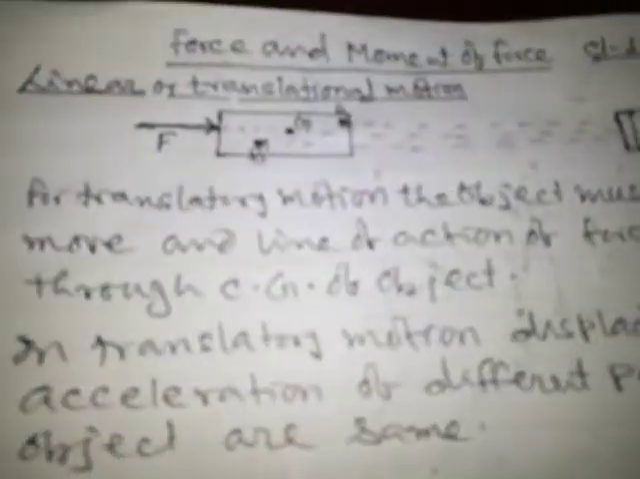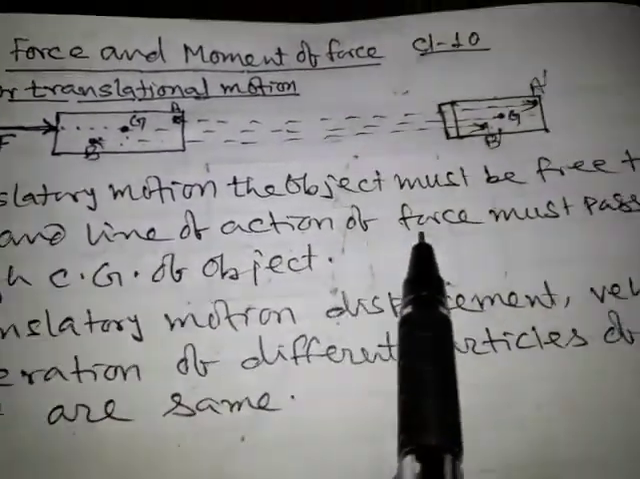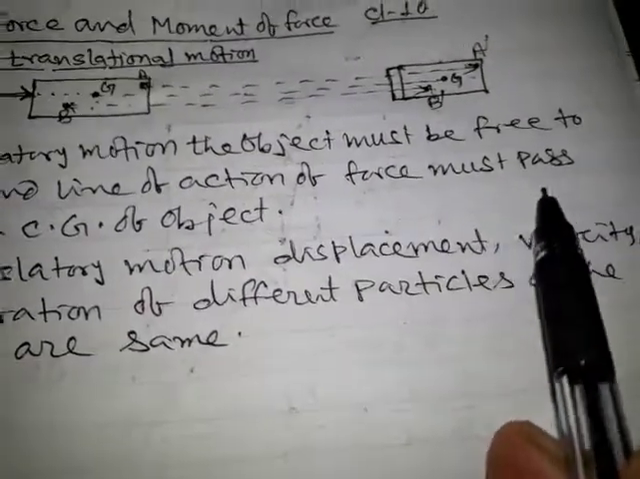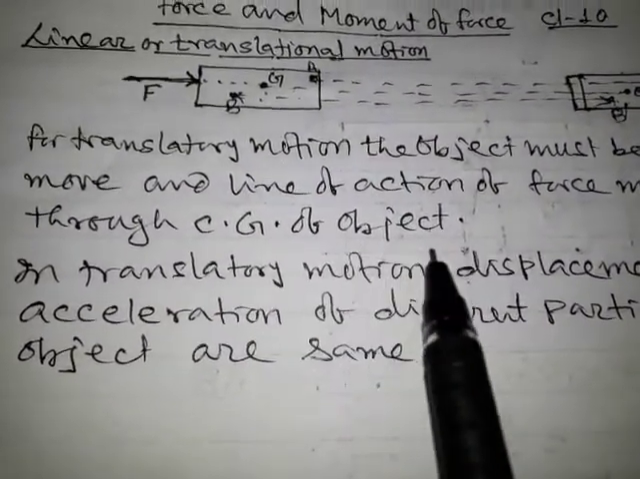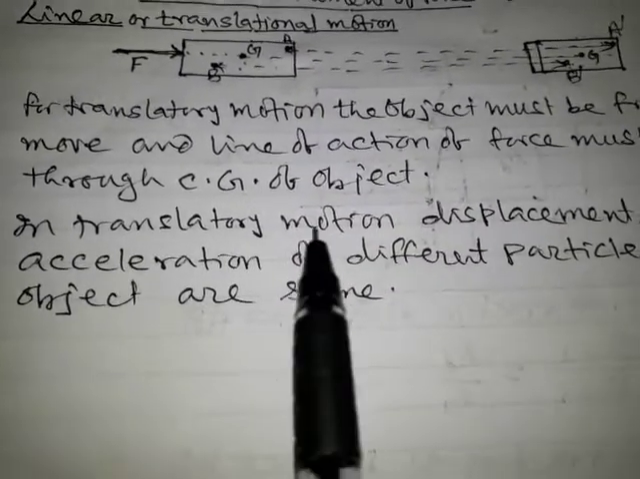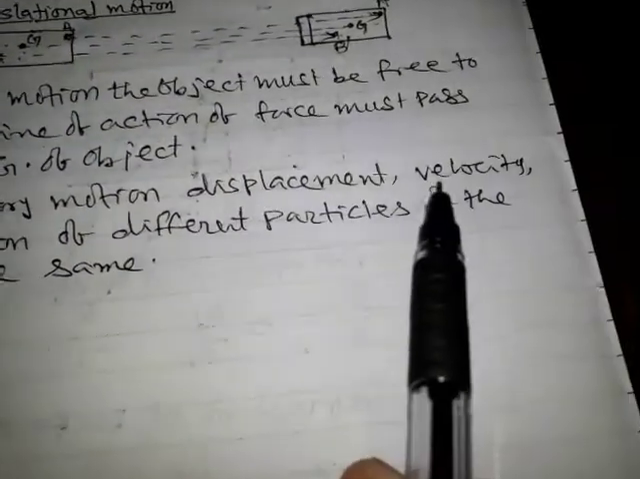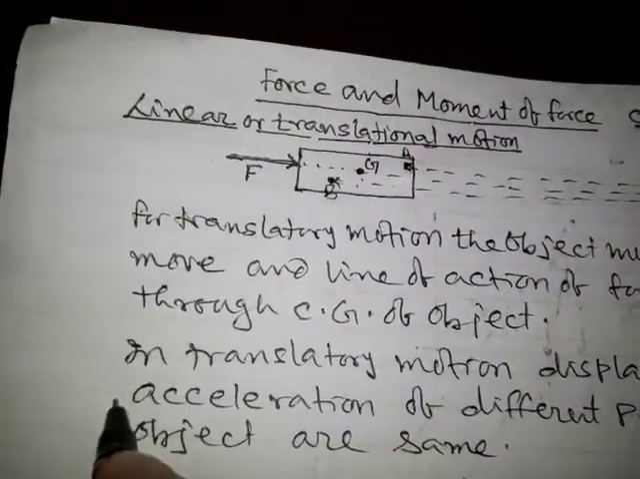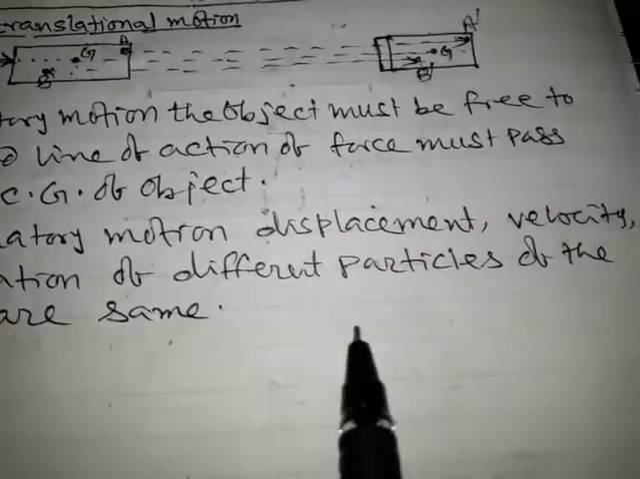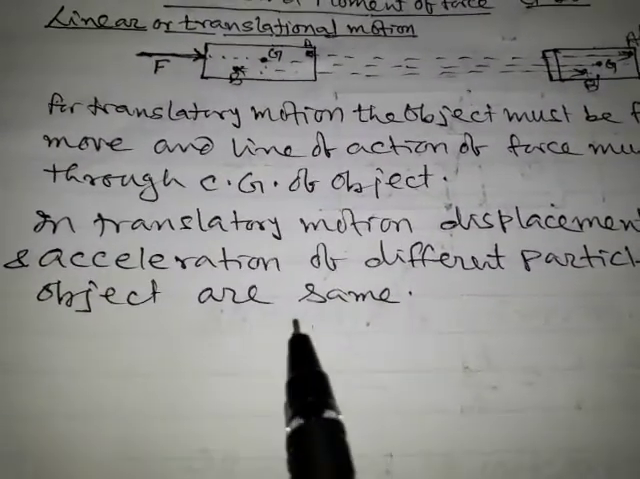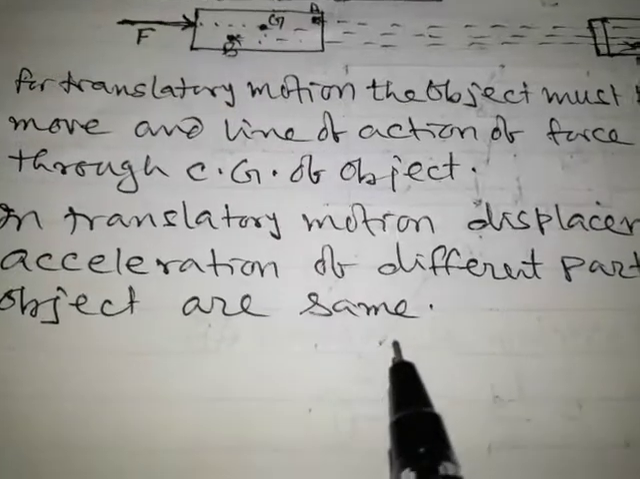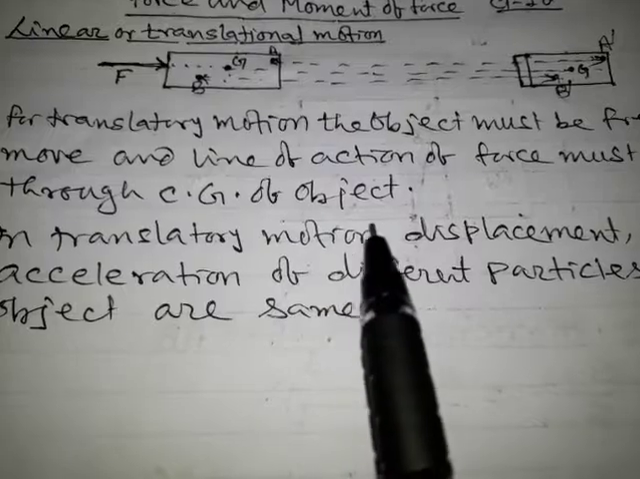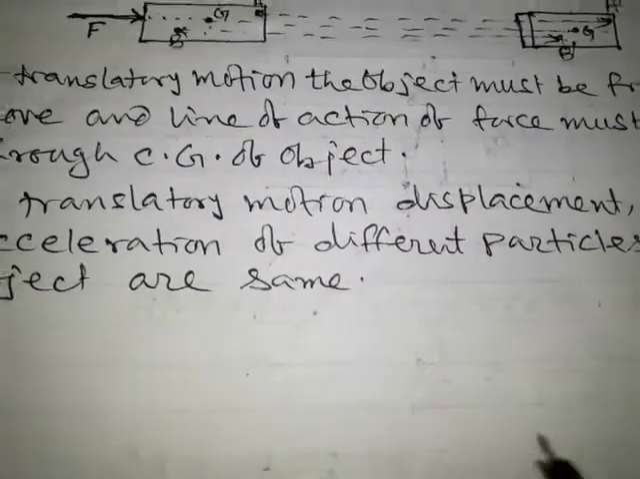So for translatory motion, the object must be free to move and the line of action of force must pass through the center of gravity of the object. In translatory motion, displacement, velocity and acceleration of different particles of the object are the same. So this is the condition, and this is the characteristic of translatory motion. Now we will discuss rotational motion.